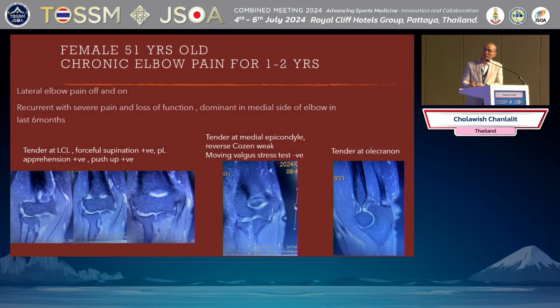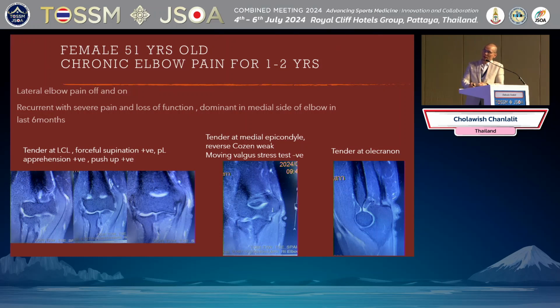And this is a complicated case. Another female has lateral elbow pain on and off. And right now, for the last 6 months, she developed medial elbow pain again on top of that. In the examination, there is tenderness of the LCL, and forceful supination is positive. Posterolateral apprehension is positive. Push-up test is positive. In this situation, I didn't diagnose it as a recalcitrant tennis elbow. For me, it's a traumatic PLRI, posterolateral rotatory instability.